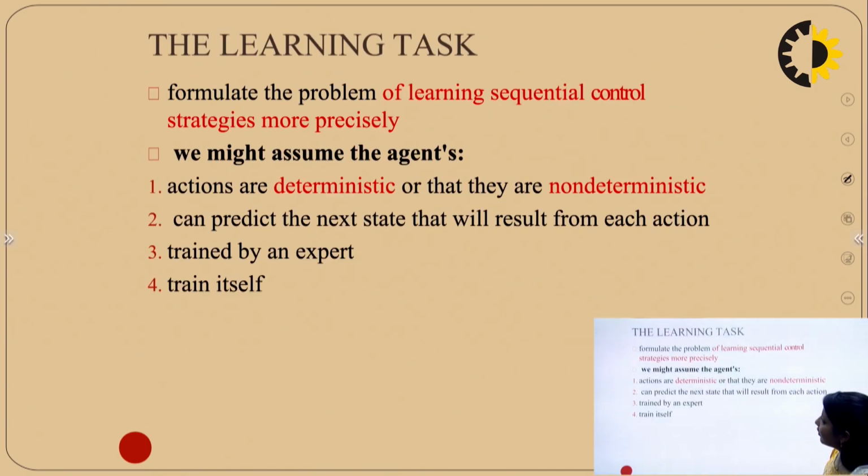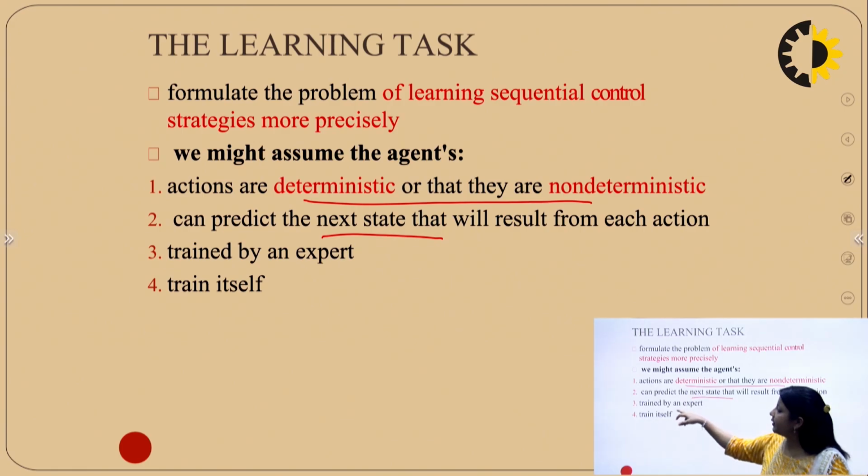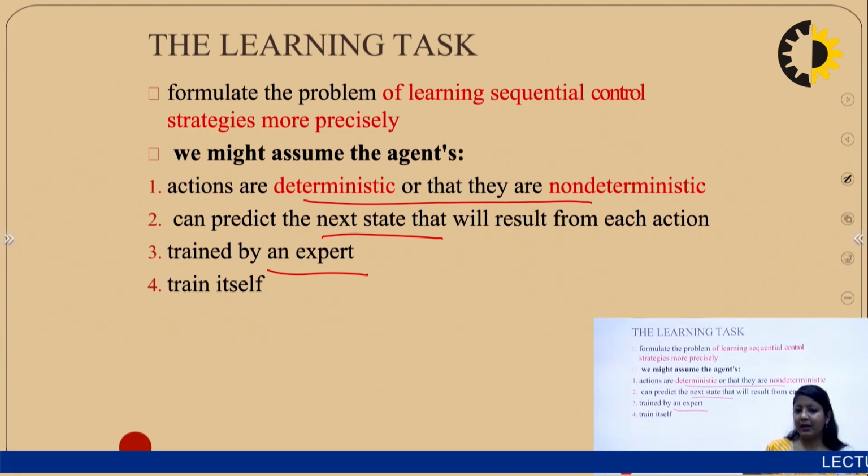So how can we formulate this? First, the actions are deterministic, so we can predict the next state, and it is trained by an expert. This means once the agent has learned, it will be trained and can be used to learn a new game or new problems.